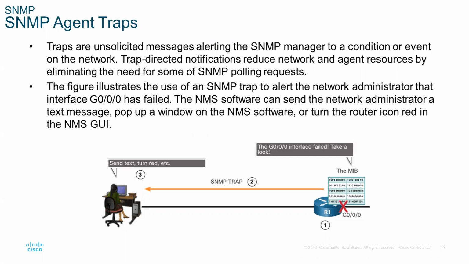Traps are unsolicited messages. So these are when changes occur that reset the value in the table, and the network management software can then send a message to the administrator in the form of a text message, pop-up window, whatever the software is designed to respond with.